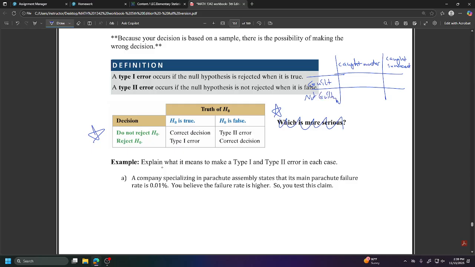So we have somebody on trial. We caught the murderer, and we say he's guilty. Wouldn't that be a correct decision? Right? What if we only caught an innocent and we said he was not guilty? Wasn't that also going to be a correct decision here? Right? But now, what happens if something goes wrong?